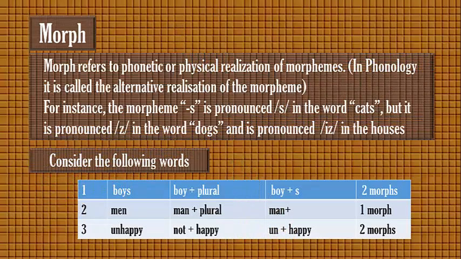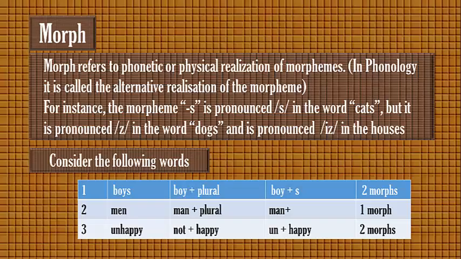Now let's see what is a morph. Morph refers to the phonetic or physical realization of morphemes. In phonology, it is called the alternative realization of the morpheme. For instance, the plural morpheme is pronounced s in the word cats, but it is pronounced z in the word dogs and is pronounced iz in the word houses.